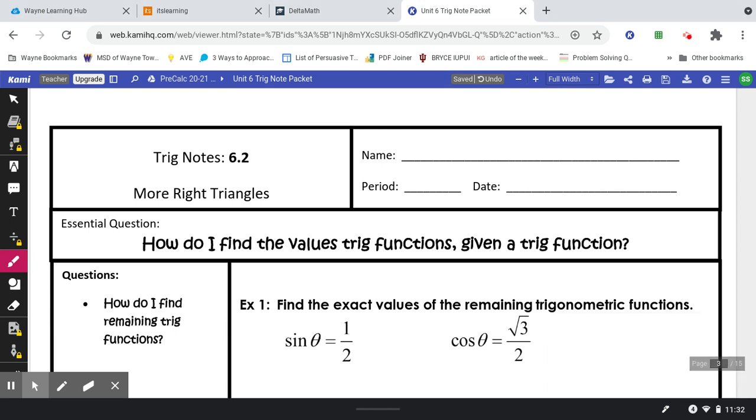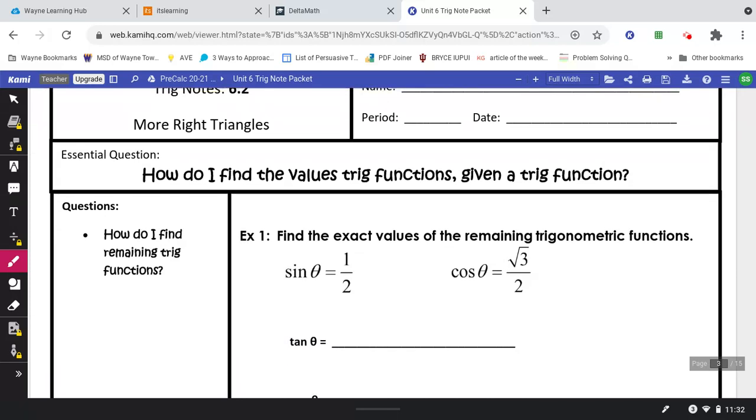These are the 6.2 notes for trig. We're going to be talking today about more right triangles. Our essential question: how do I find the values of the trig functions given a trig function? So they're going to give us a few of the answers, and then we're going to need to fill in the rest.